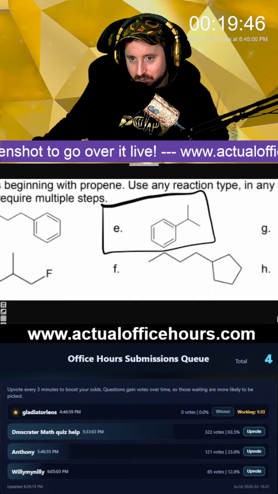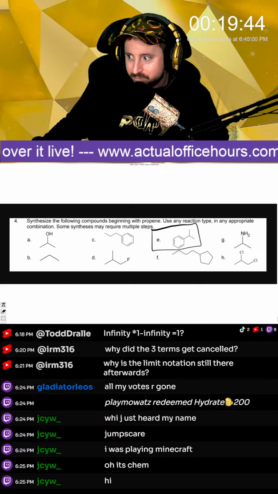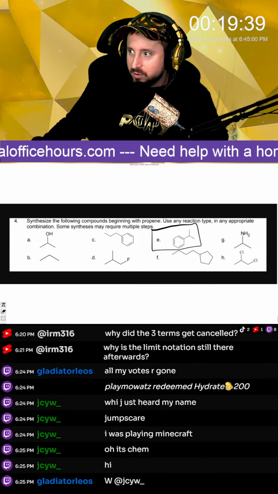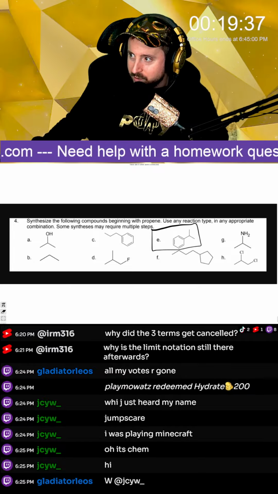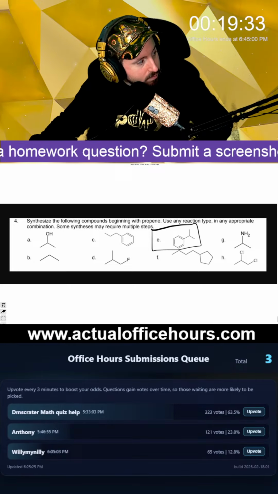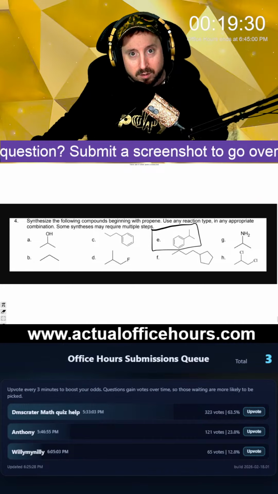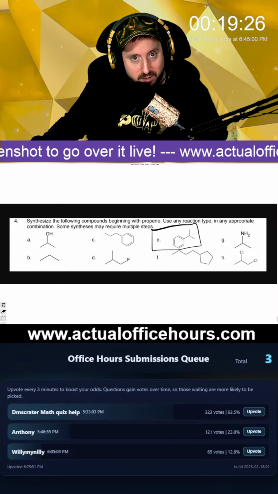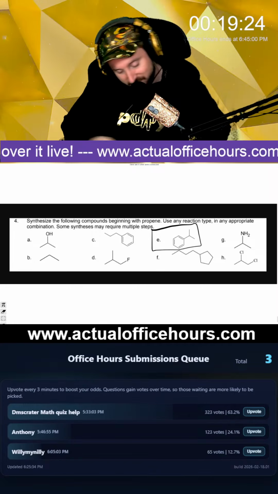they want to synthesize this from propene. WJC. Okay, I'm going to post this in our Discord. So JC, if you want to take a look at it, and then I'll pull the solution up if you do it. There you go. He says adding benzene with H3PO4 catalyst.